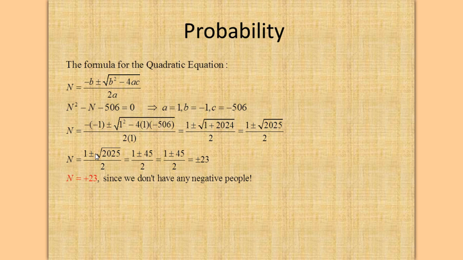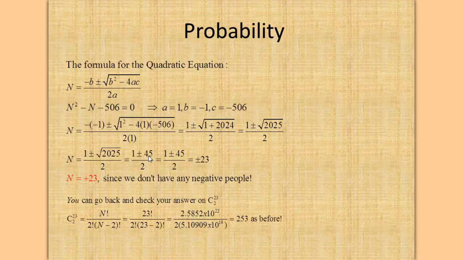Okay? And we carry out that multiplication and division, and we get plus or minus 23. And we know it's not minus because we don't have minus people. So we have n equals plus 23, since we don't have any negative people. You can go back and check your answer on C.